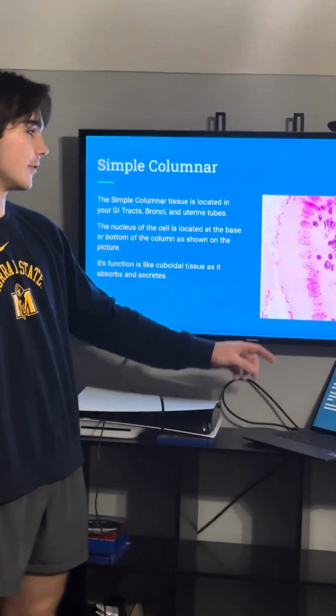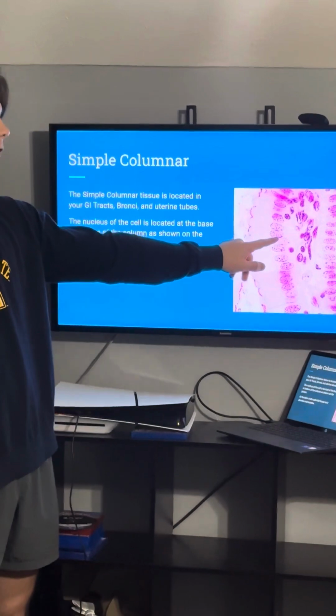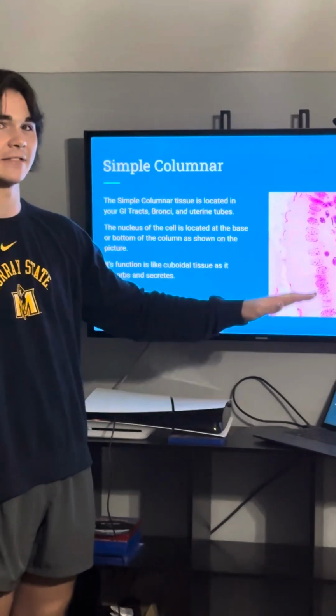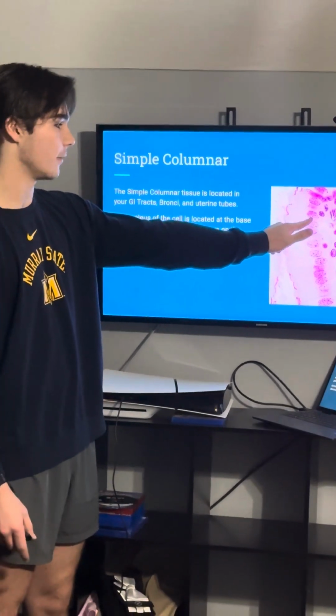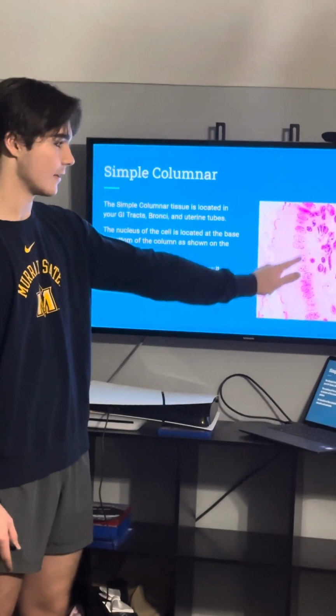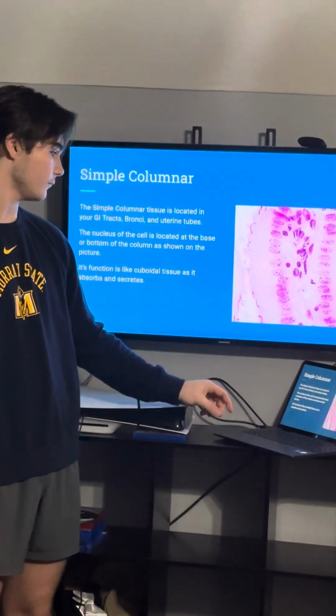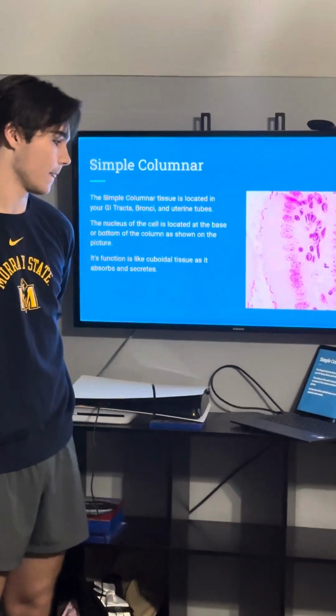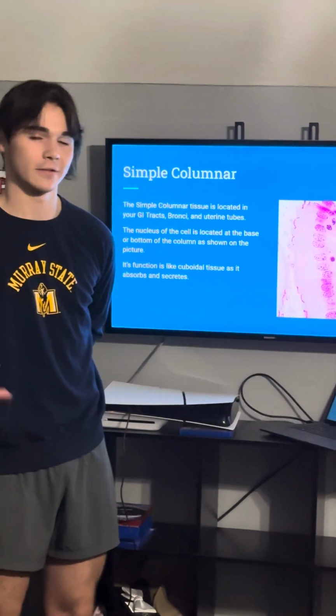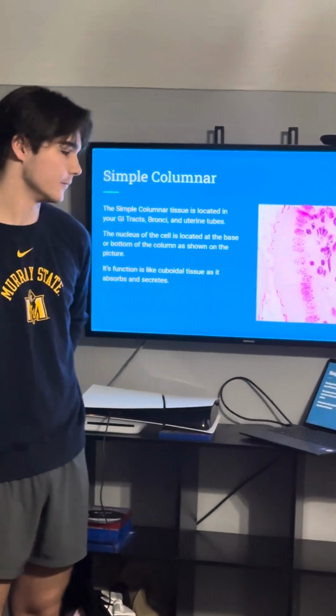Next is simple columnar. Simple columnar nuclei are always based at the base, at the bottom of the cell, while the rest of it stretches out. This is the dark part, this is the nuclei. You can see that all around here. You can find it in your GI tract. It helps move things along. Find it in your uterine tubes.